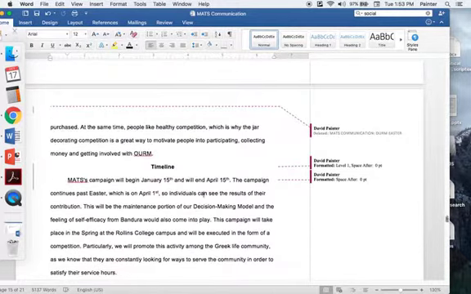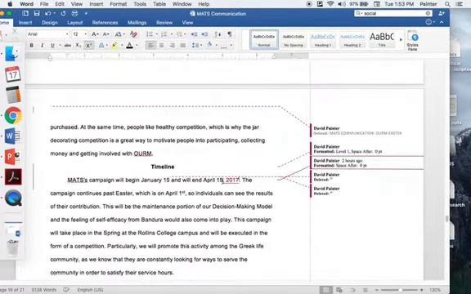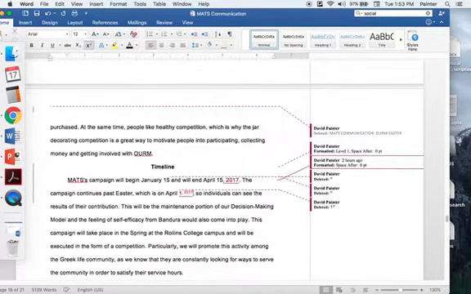This campaign will begin, never use these superscript TH and RD and ST, on January 15 and will end on April 15, 2017. Don't ever use these superscripts. Informal. This is appropriate if you're saying it out loud, but certainly not appropriate for formal writing. Don't do that.